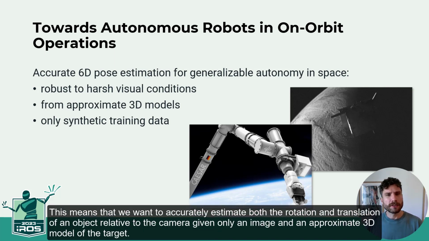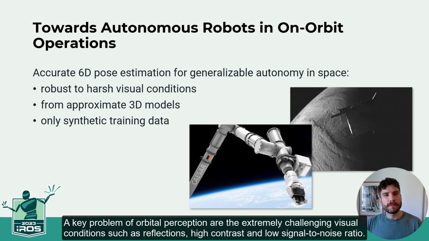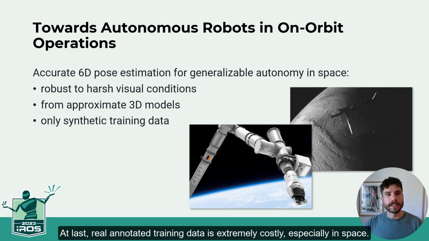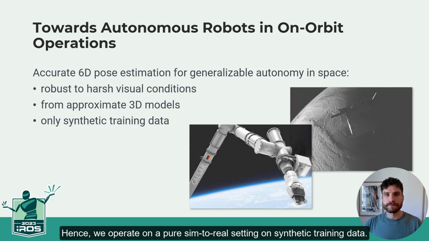This means that we want to accurately estimate both the rotation and translation of an object relative to the camera given only an image and an approximate 3D model of the target. A key problem of orbital perception is the extremely challenging visual conditions such as reflections, high contrast, and low signal-to-noise ratio. In addition, this work focuses on the realistic scenario that only an approximate 3D model of the target is available, which is missing many geometric details and textures. Lastly, real annotated training data is extremely costly, especially in space. Hence, we operate in a pure sim-to-real setting on synthetic training data.